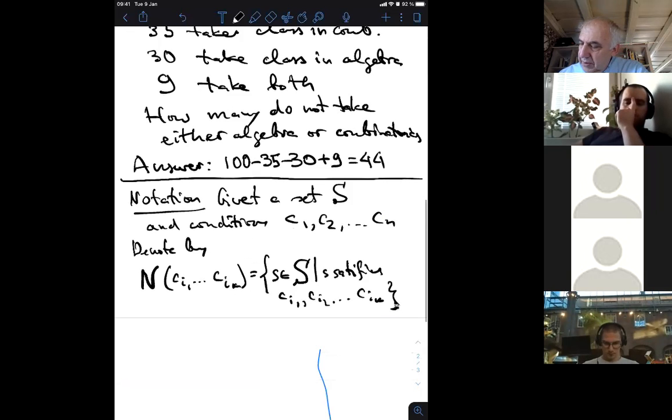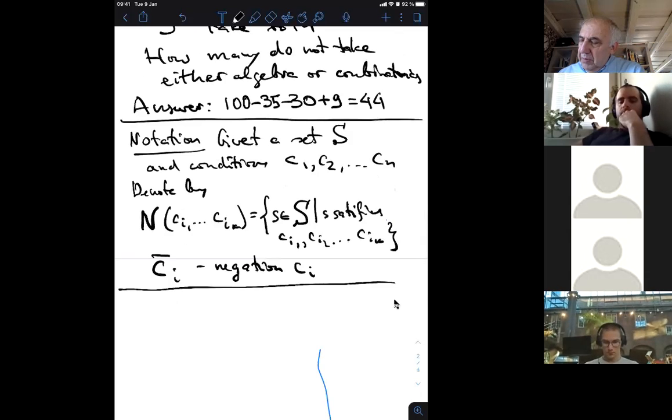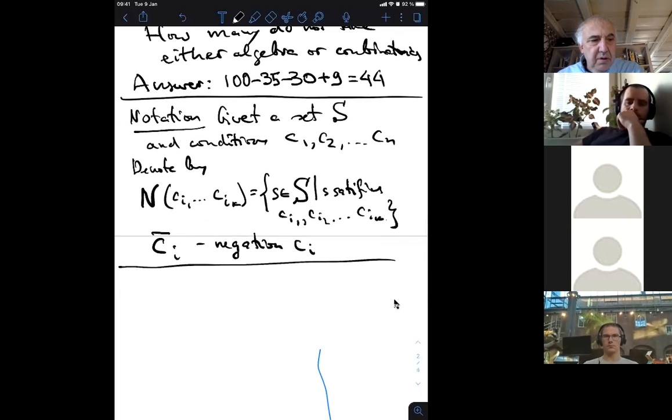This symbol will denote a negation of Ci. So that means that the element does not satisfy Ci. Okay, good. Now the question we'll be asking, or the theorem I'll be formulating in this notation, would be our first theorem today. It's theorem 8.1 in the book. And it says the following.